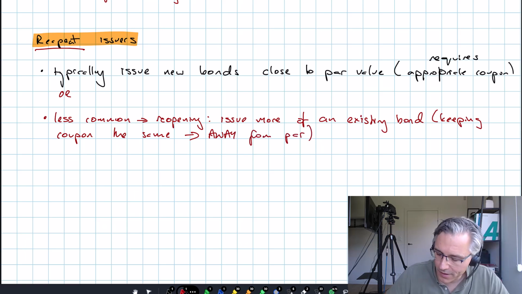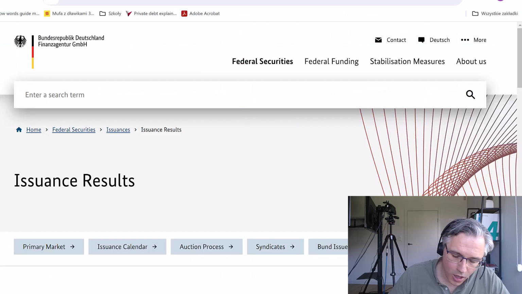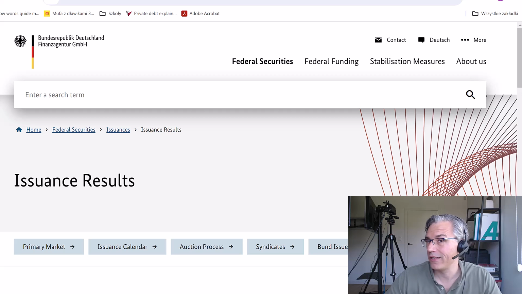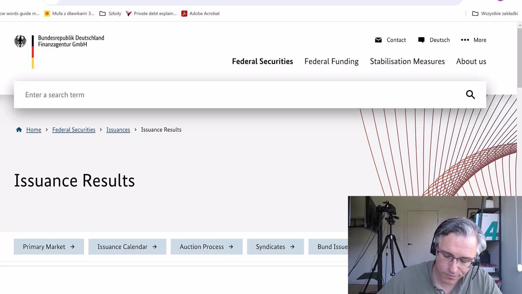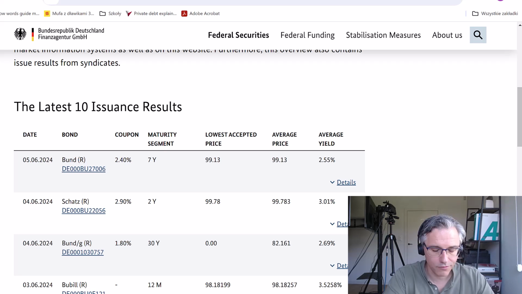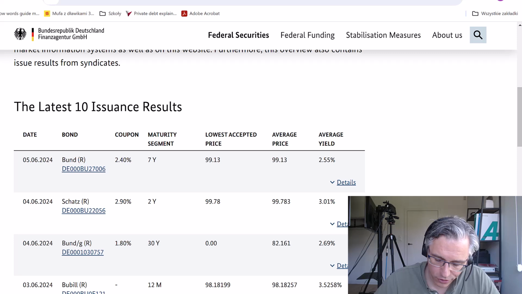Let me give you an example of this. Over here I've got the website of the German Federal Finance Agency. This is called the Bundesrepublik Deutschland Finanzagentur. Now, when they issue bonds, they do it via an auction process, which I'm going to discuss in subsequent videos on how sovereign issuers issue bonds.